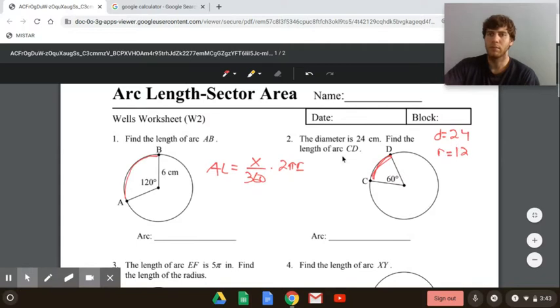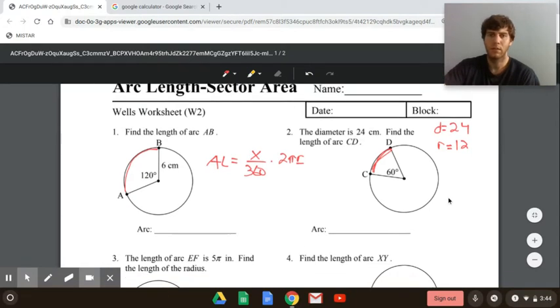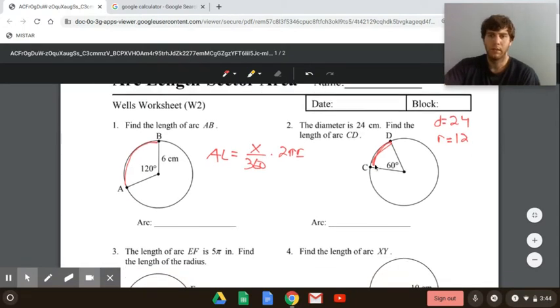We would plug in 12 for the radius, and then you'd substitute in 60 for your arc measure, right? So you're only looking for 1/6 of it. 60 divided by 360 is 1/6. Circumference is the distance around the whole thing. So 2 times pi times 12, that's 24 pi is your circumference, and then you only want 1/6 of it, so you'd take 1/6 of 24 pi, which would end up being 4 pi. Okay. And then your units there, centimeters.